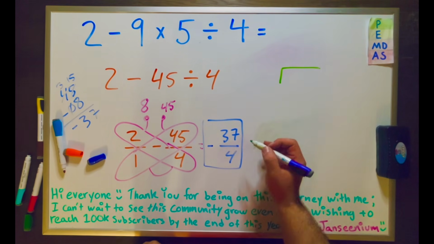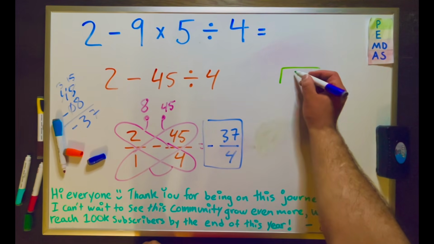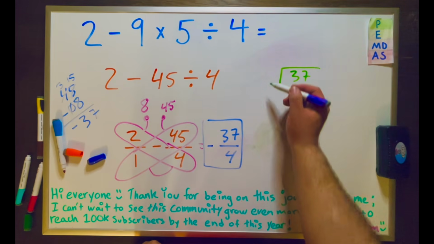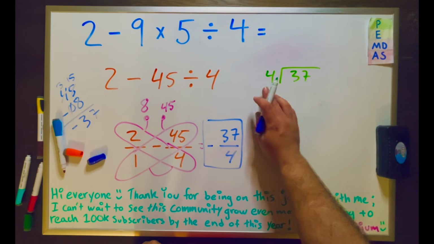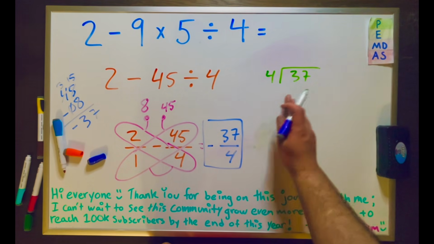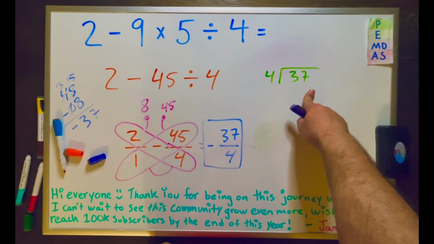Okay, here's the long division symbol. So we're going to write our 37 inside the long division symbol. That is called the dividend. And the 4 goes outside the long division symbol. That is called the divisor. So how many times can 4 fit into 37?